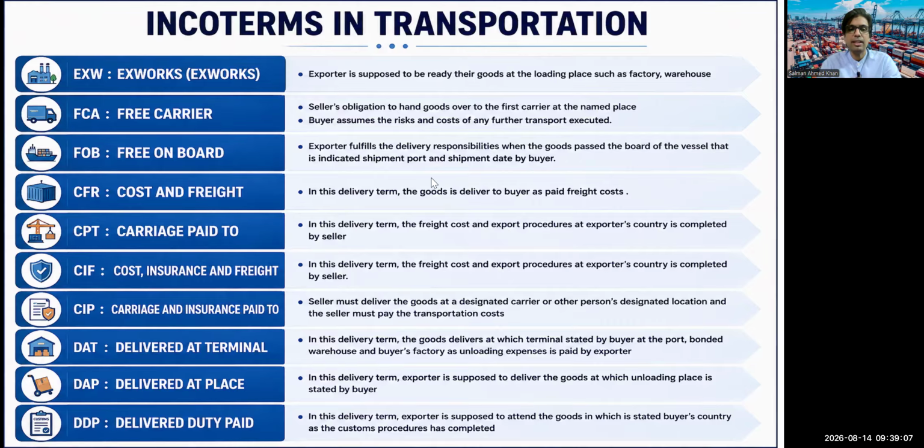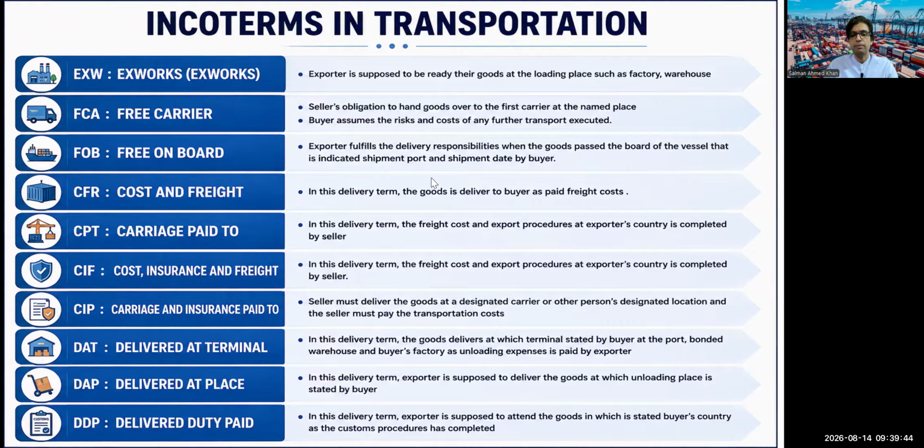CIP is Carriage and Insurance Paid to. In this Incoterm, the seller must deliver the goods at the designated carrier or other person's designated location, and the seller must pay the transportation cost. DDP is Delivery Duty Paid. DAP is Delivery at Place, and DAT is Delivery at Terminal. The difference is that with delivery at the terminal, the goods are delivered at the terminal, and now it's the duty of the buyer to do the remaining customs procedures.